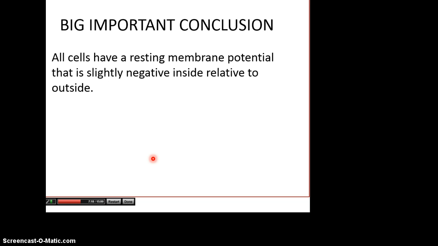So one of the things that you want to remember, whether we're talking about a muscle cell, a neuron, or any cell in the body, is that all of your cells have a sodium-potassium ATPase. All of your cells have these potassium leak channels. So all of your cells have a resting membrane potential that is slightly negative on the inside.